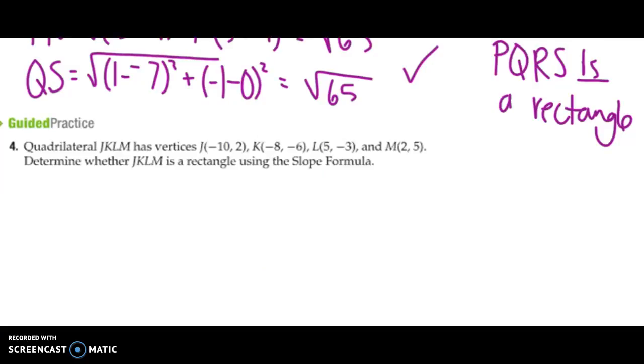Our guided practice problem right here says determine if this is a rectangle using the slope formula. Okay? So slope formula, what you're going to have to do is find the slopes of the sides to make sure that JK and LM are parallel. And once you do that, if they have the same slope, then it's going to be a parallelogram. And then you can find the distance of the diagonals to see if they are rectangles.